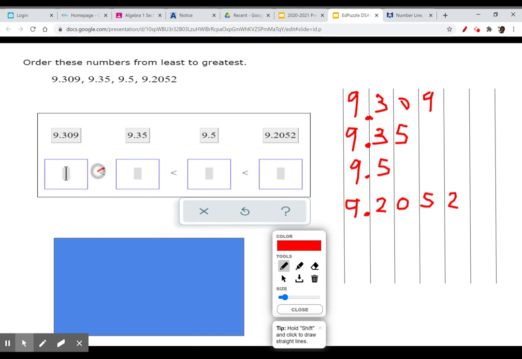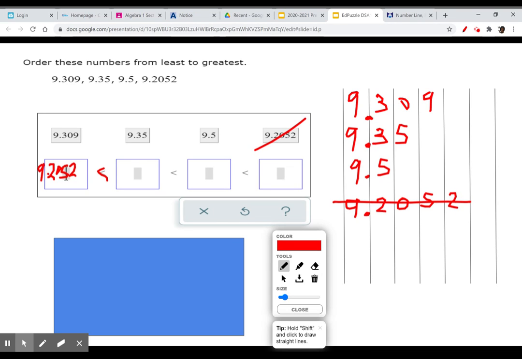Now looking for the least number over here, right? That's where the smallest number's got to go. This is clearly the smallest number. I can't click and drag this, but I'll just write it over here. 9 and 2052 goes there.